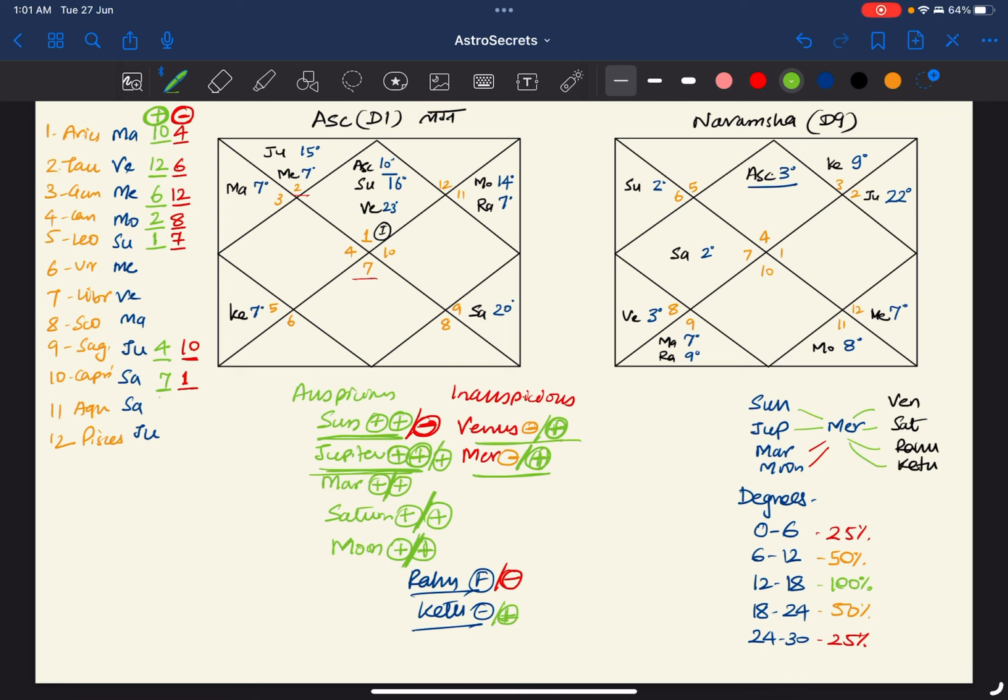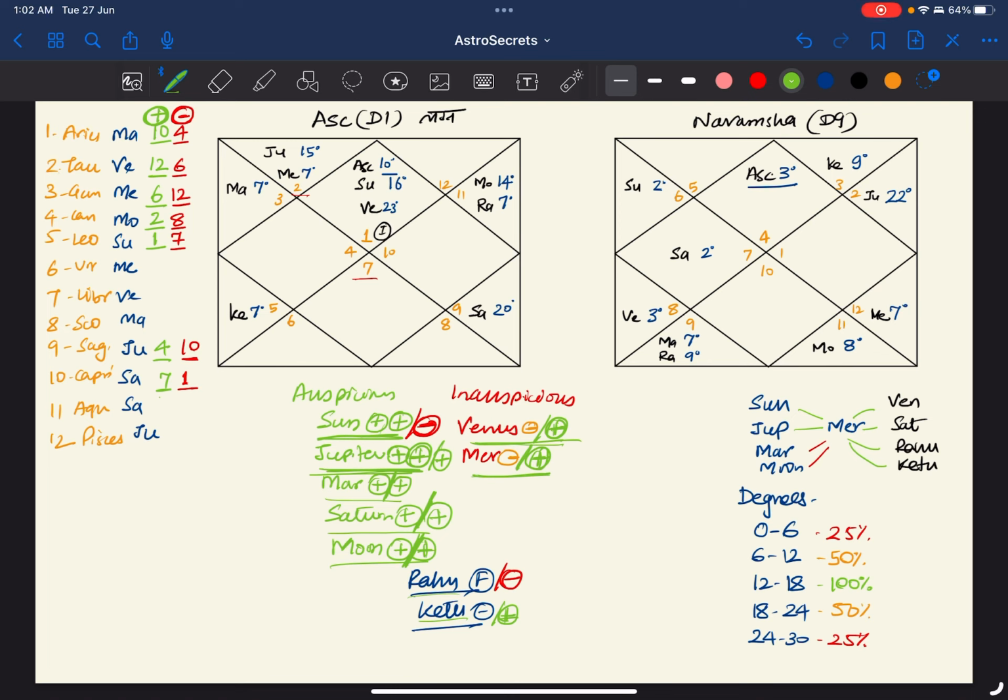Sun is going to give good results, but again there are bound to be some scenarios where the result is not as much as expected. Jupiter is going to prove very beneficial, Mars is going to prove beneficial, Saturn is going to prove beneficial, Moon is going to prove beneficial. Venus and Mercury are going to give mixed results. Rahu and Ketu may or may not give good or bad results. Depending on the Mahadasa and Antardasa, that can be deciphered.